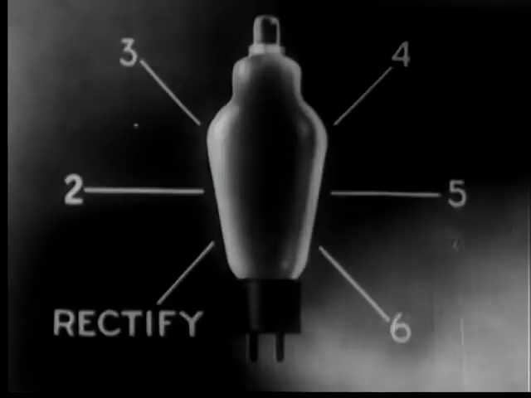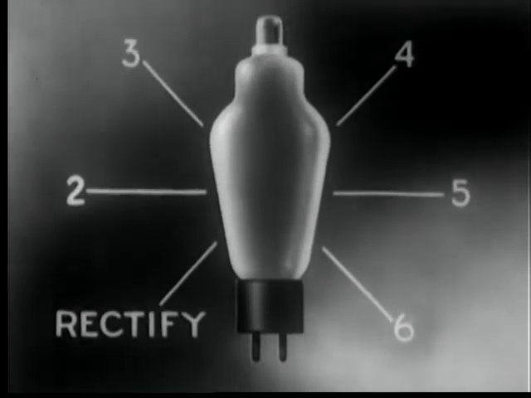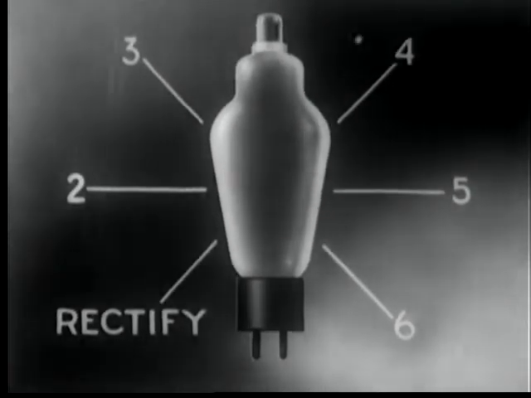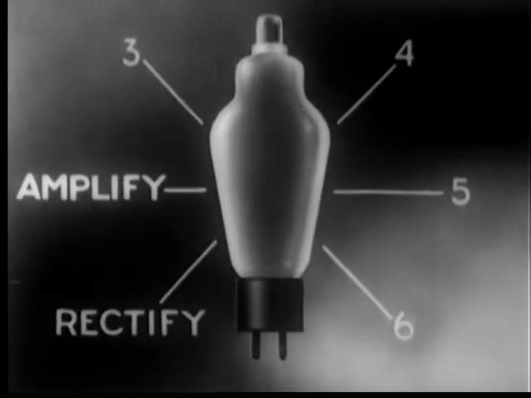Now, so far in this film, we've discussed only one of the basic things we can do with the electronic tube. We can use it to rectify. The second basic thing we can do with it is amplify. Here's how.